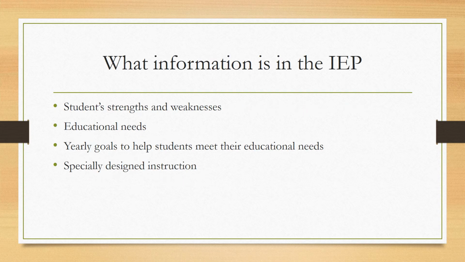The IEP is good for 1 year, and it includes the student's strengths and weaknesses, their educational needs that were identified through the evaluation that was conducted by the school district, yearly goals to help the students meet those educational needs, as well as specially designed instruction to help them meet their needs as well.